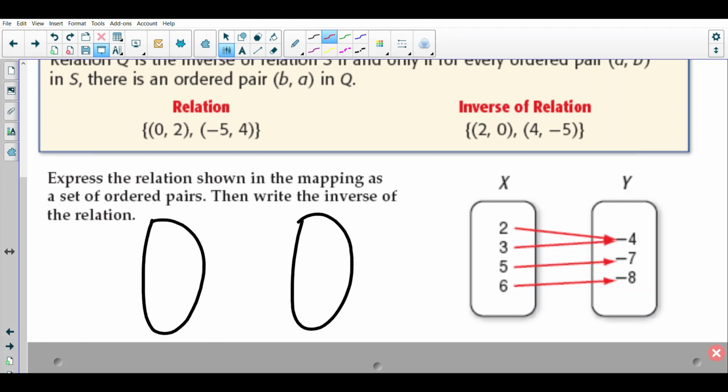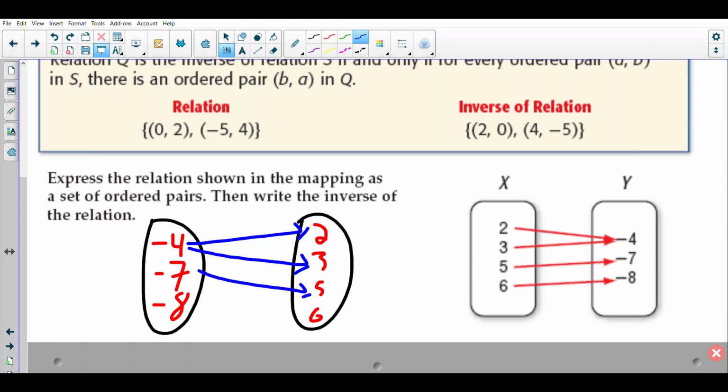So in the first bubble, I'm going to write -4, -7, -8. The other one, 2, 3, 5, 6. And I'm just going to reverse the arrows. So -4 will go to 2, and it'll go to 3. -7 will go to 5, and -8 will go to 6. And that's all an inverse is. You literally just switch the x and the y values.